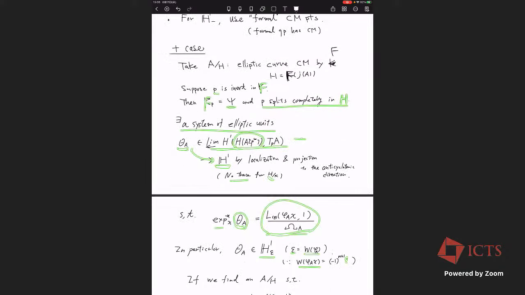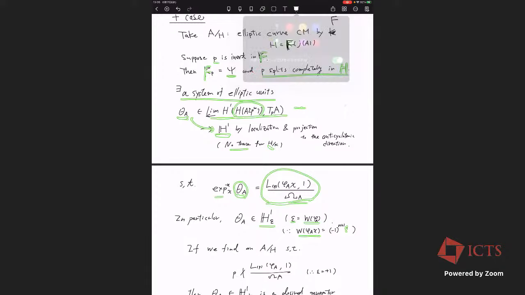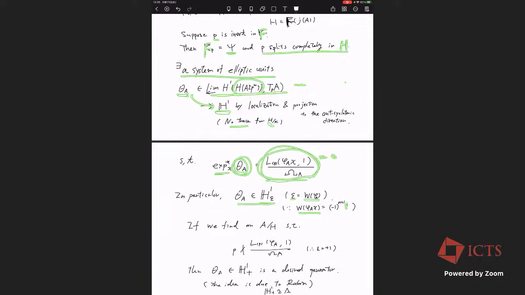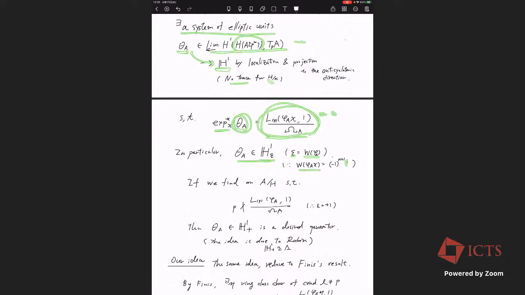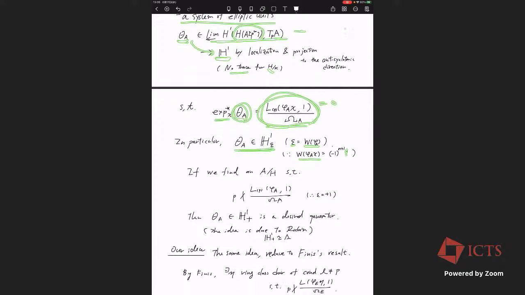Anyway, if the root number is -1, then this vanishes. So theta A is killed by the dual exponential map for characters of certain parities. From this fact, we see that theta A belongs to H1 epsilon. So we have at least a good element in H1 epsilon.